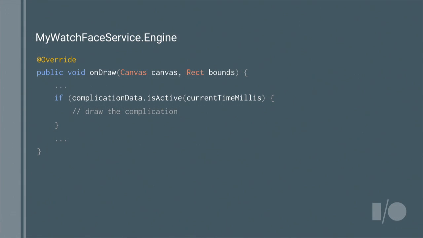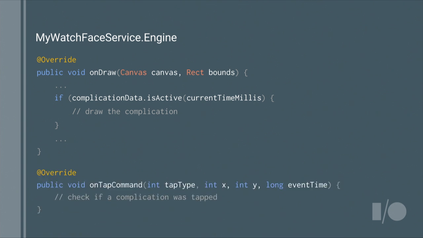There's one other thing you should do, which is to check to see if complications are tapped on. You do this using the interactive watch faces APIs that we announced last year. That is by implementing onTapCommand. If a complication is tapped on, then you need to check the complication data to see if it specifies a tap action pending intent. If there is one, you need to fire that intent when the complication is tapped on. This allows deep linking from the complication straight into a relevant activity. So that's how to add complications to your watch face.